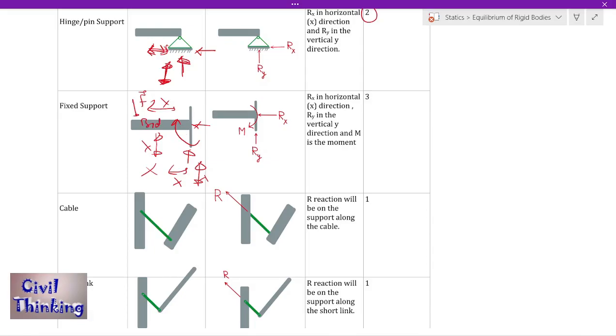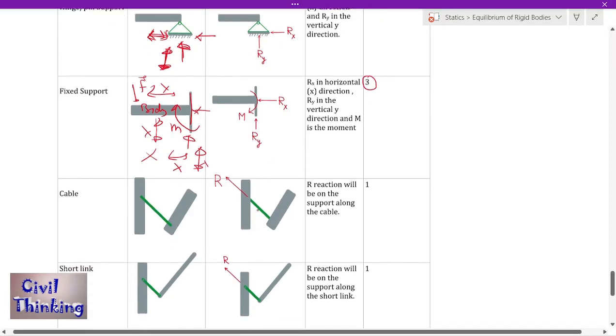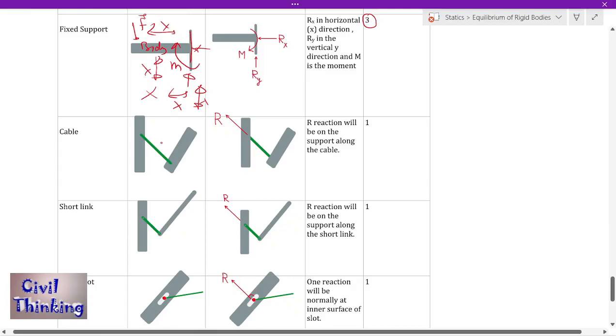This is the body, this is the fixed support. So there is a moment, so there is a reaction. This Rx reaction prevents left right motion, this Ry reaction prevents up down motion, and this moment prevents the rotation. So 1, 2 and 3, three reactions.